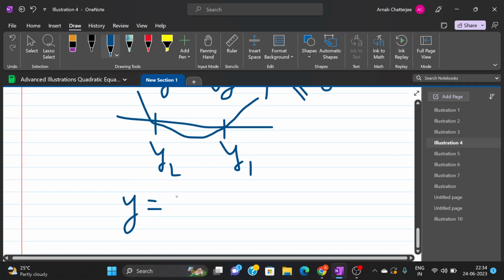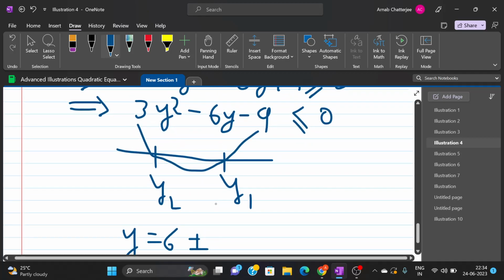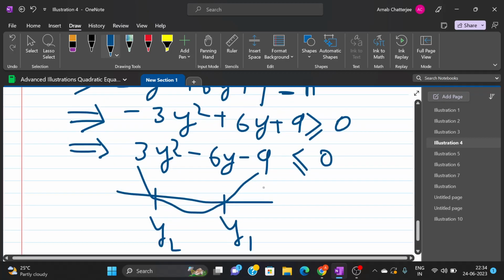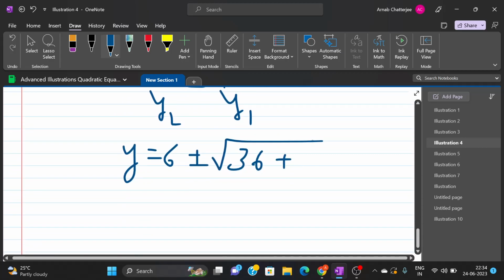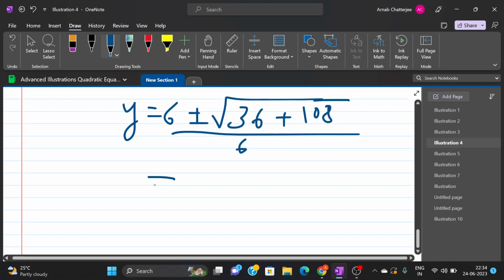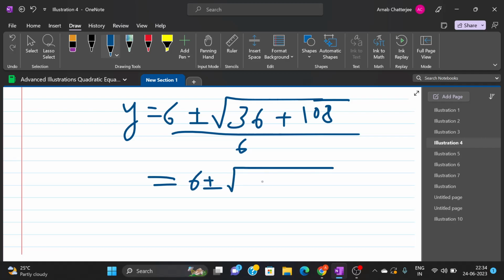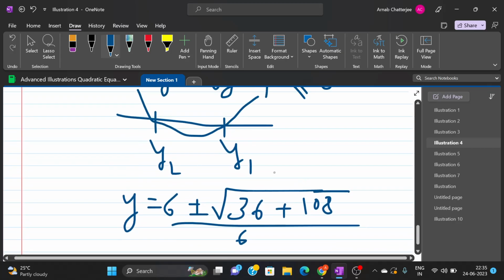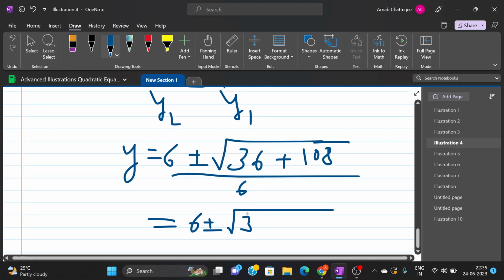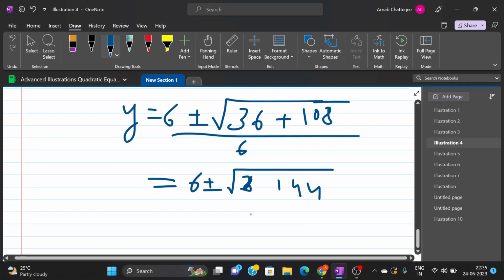So the roots can be y equal to 6 plus minus under root 36 plus 4ac. So 4ac is like 12 into 9, 108, by 6. Let's take the 6 common from the square root also. So this is like 6 plus minus, the 36 only common. This is in itself an integer only, right? So this is 6 plus minus root 144 by 6.